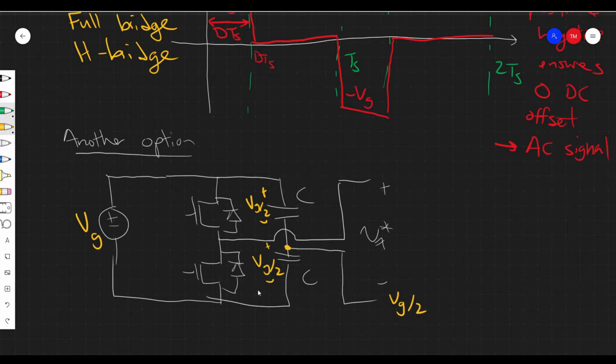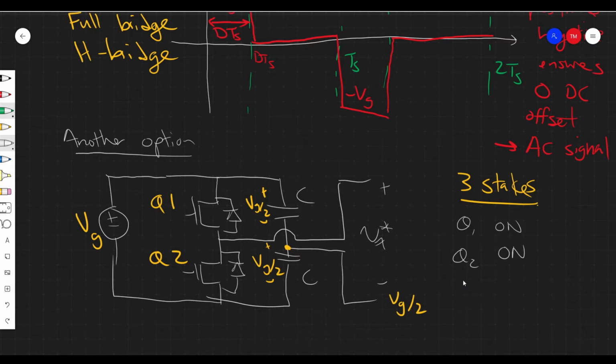Now, this first stage, which we'll call switch 1 or Q1 and Q2, we're going to do something similar, right? So what we're going to do is, again, we have 3 states. In one state, we're going to have Q1 on. In another state, we're going to have Q2 on, right? And then the third state, both off, right? And so this is going to be our 0 state again. And this is going to be our positive, and this is going to be our negative.